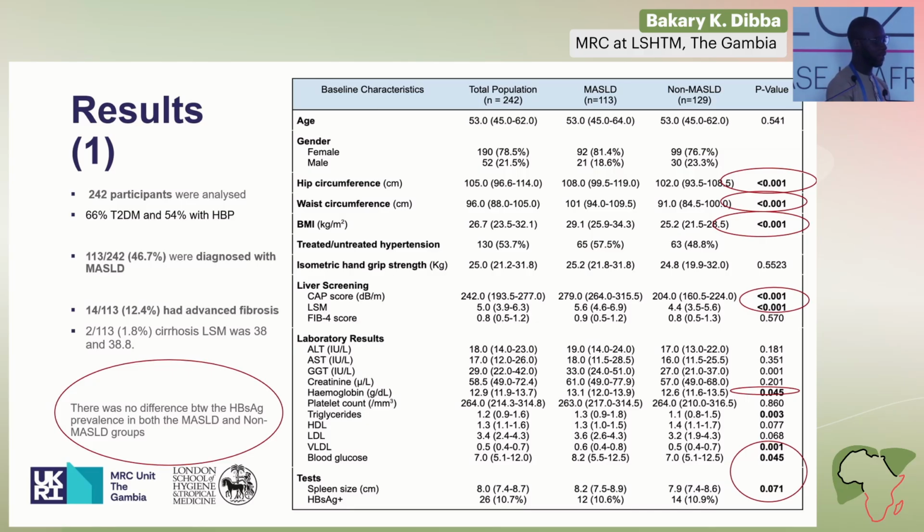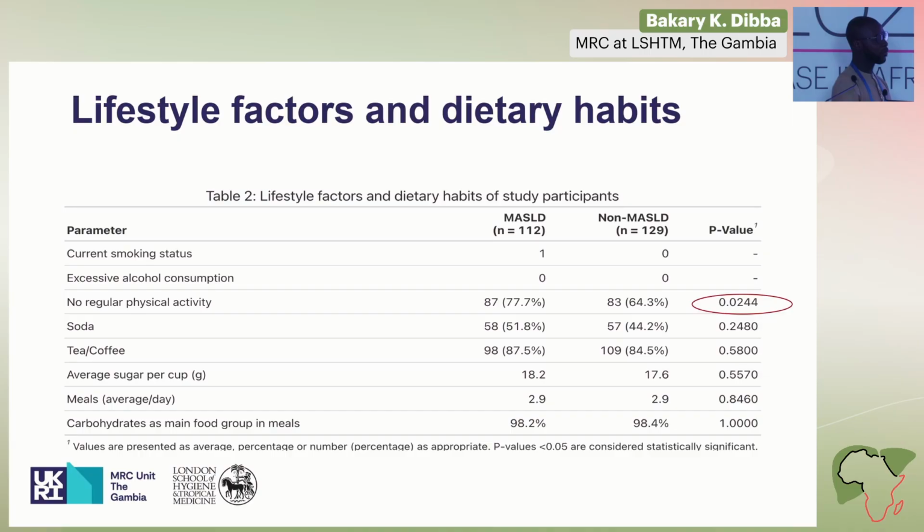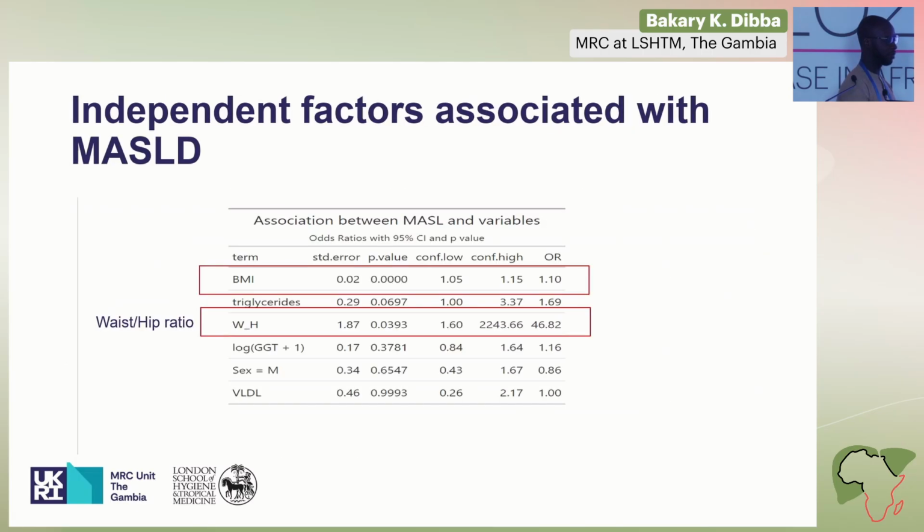But I also want to highlight that there was no significant difference between the patients that had surface antigen positive and those without, in both the muscle and the non-muscle groups. But you could see the hip circumference, the waist circumference, and BMI were shown to be very significant in terms of predicting muscle. We also looked at lifestyle, like I mentioned earlier, and it shows that no regular exercise or physical activity was also very significant as far as muscle is concerned.